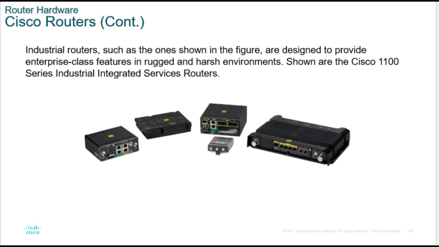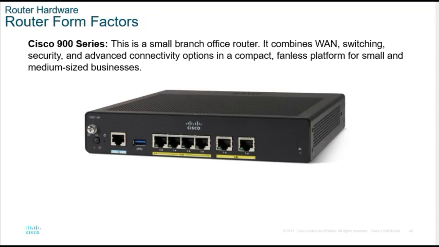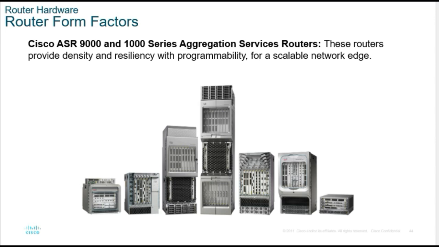Also, Cisco ada industrial routers. So, selalunya kita gunakan ni dekat field lah. Field ataupun harsh environments. So, sesuai untuk sensor networks, IoT ataupun kita nak monitor industrial equipment dekat manufacturing factory ke. So, in terms of form factor, so untuk 900 series, this is a small branch office router. Sesuai untuk small and medium size business. Next, kita ada 9000 and 1000 series. So, kita tengok pun model dia, kita tahu this provides port density lah.